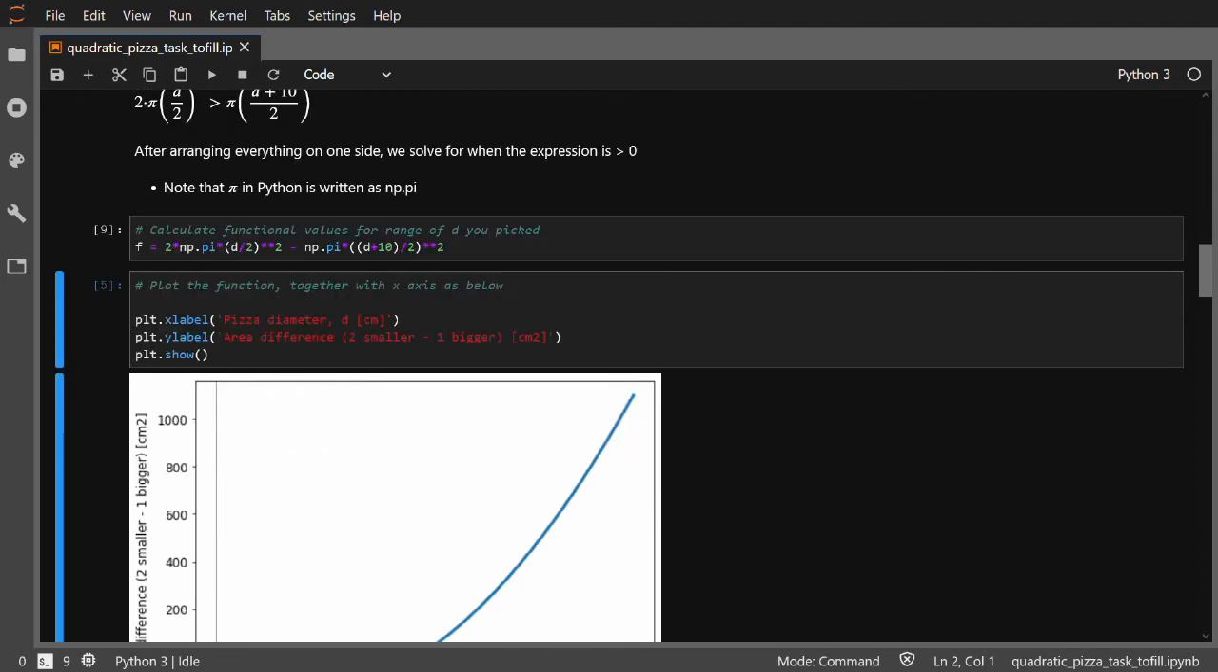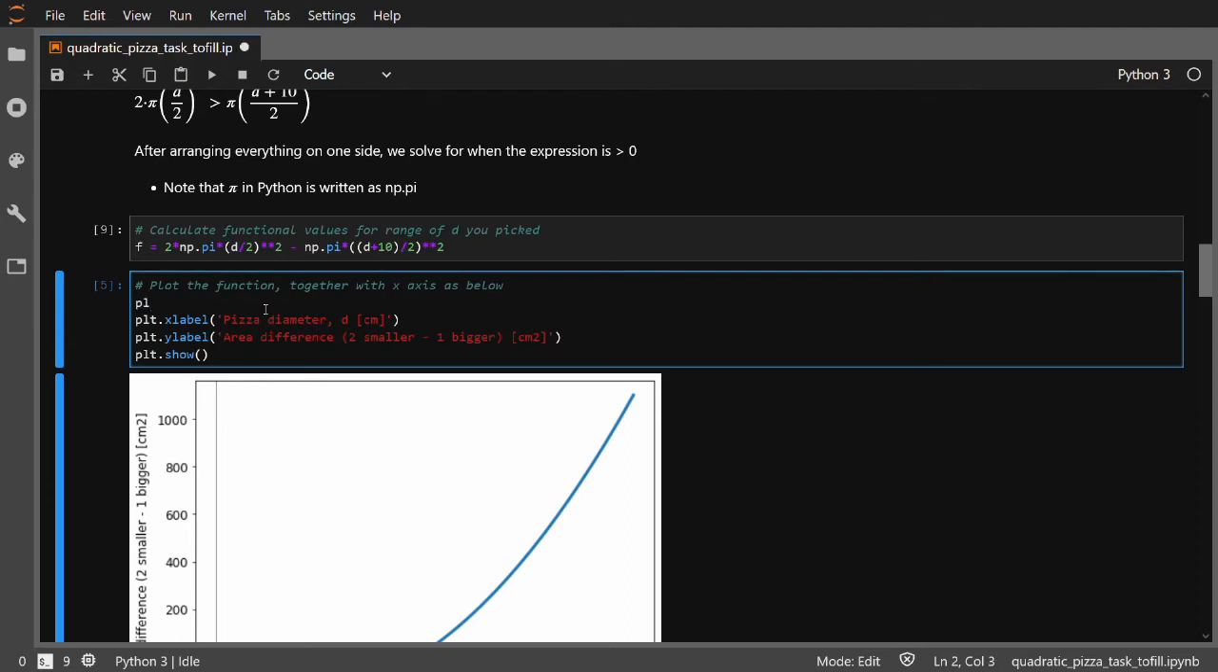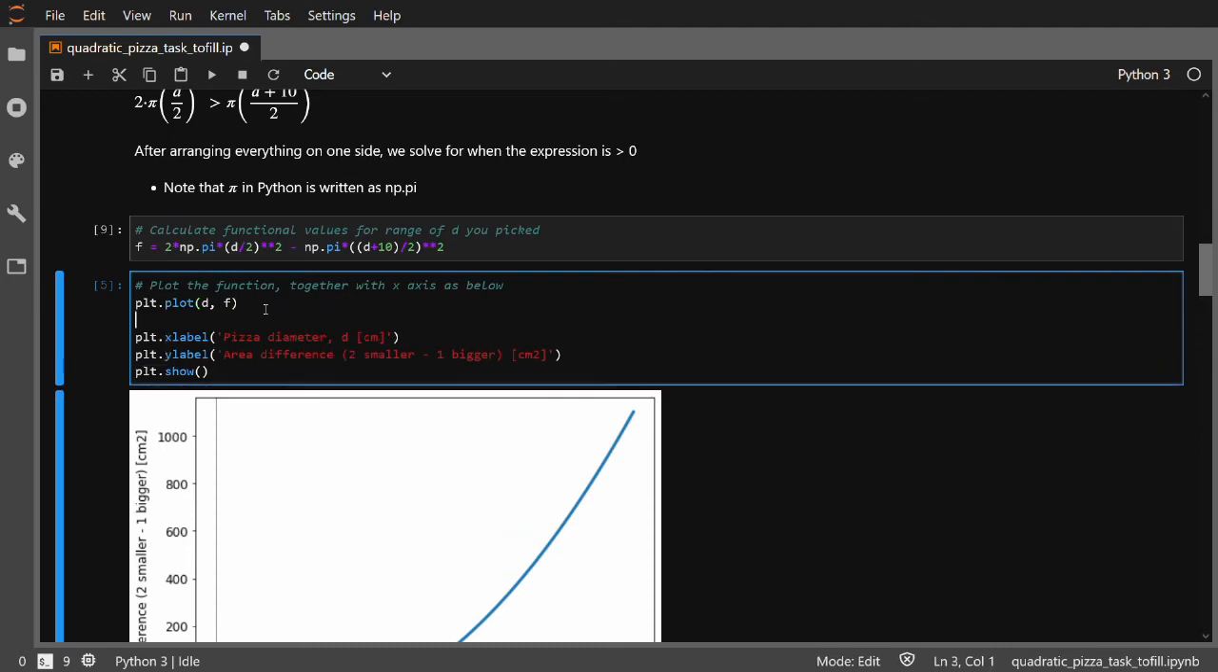For plotting, we use the plt module and function plot, so plt.plot, which takes our independent variable on the x-axis, which is d, and our function, which was f. And we are supposed to plot also the x-axis, which is the same module, and its axhline, horizontal line, axhline, which goes through 0. We define the color black, and we make the line width thinner, which is, let's say, 0.5.